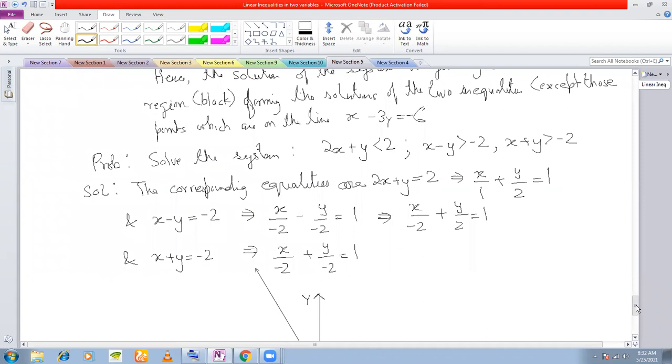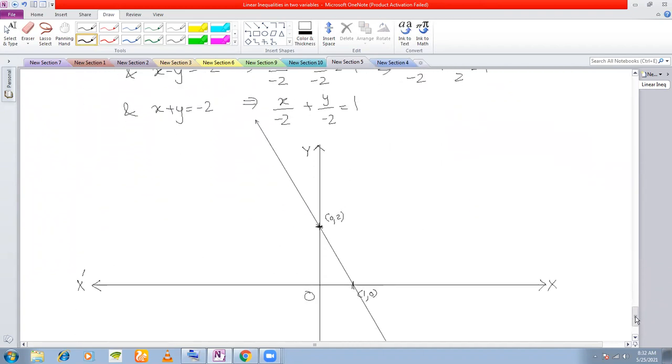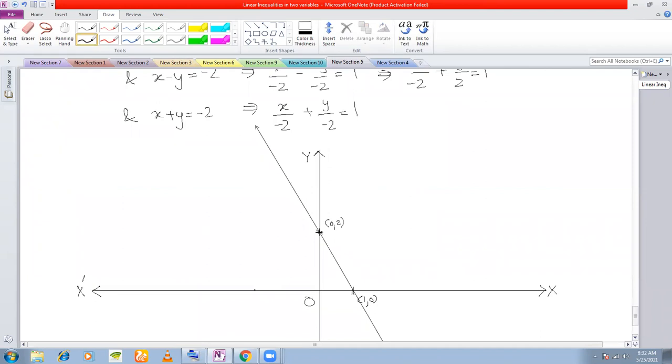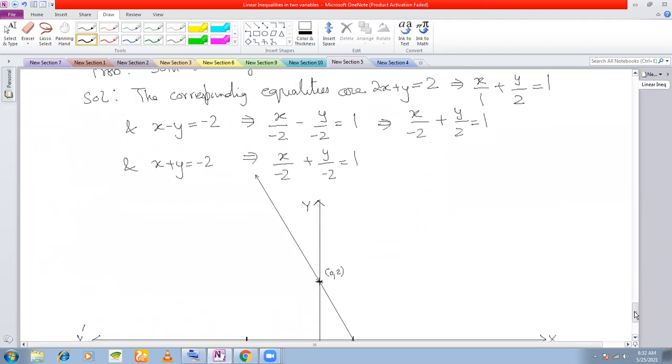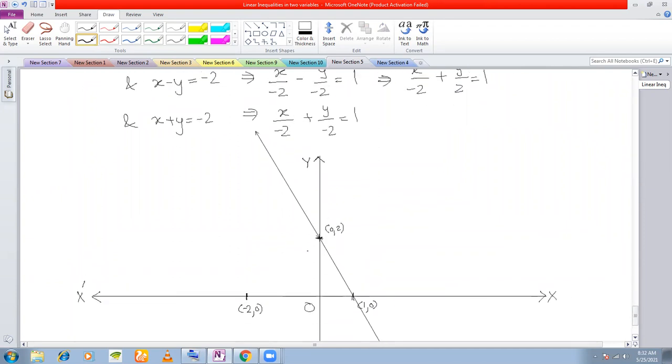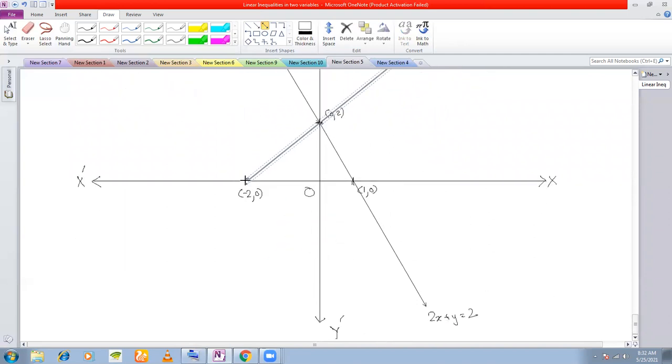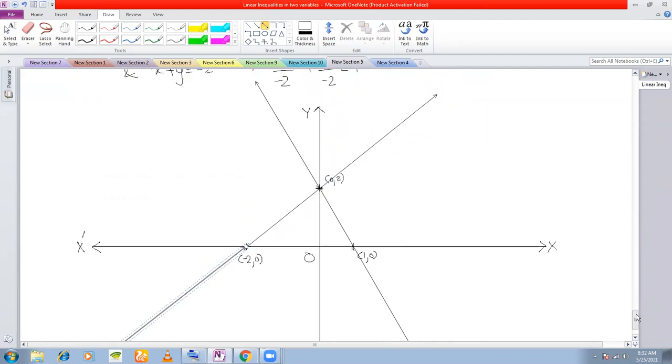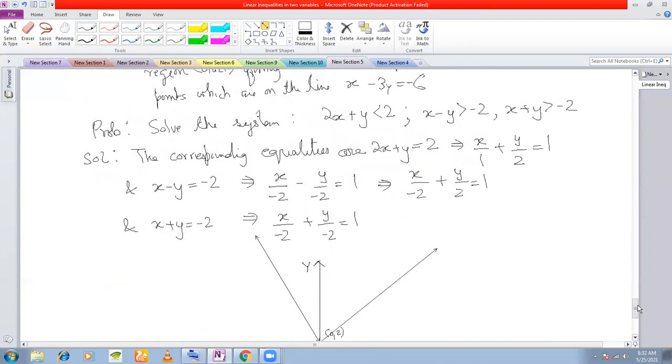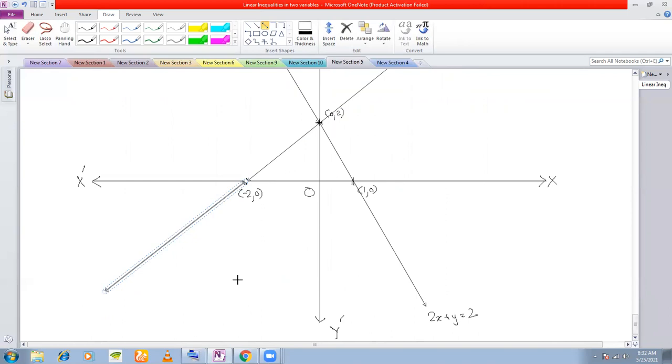Next straight line here is x by -2 plus y by 2. -2 is say somewhere over here. And 2 is below y, you have a 2. So I already have that 2. So we'll draw the straight line by joining these 2 points here. Okay, this is another straight line. Let's label this straight line. The straight line here is x minus y is equal to -2.